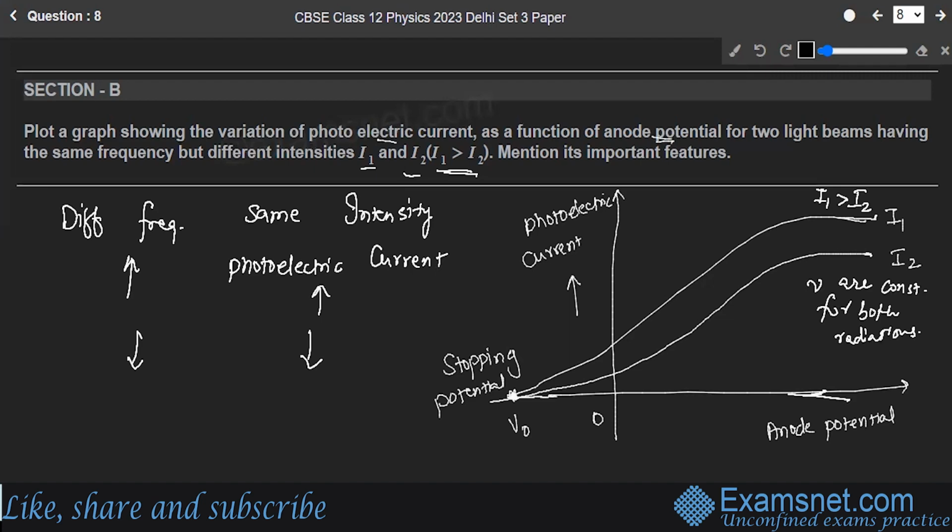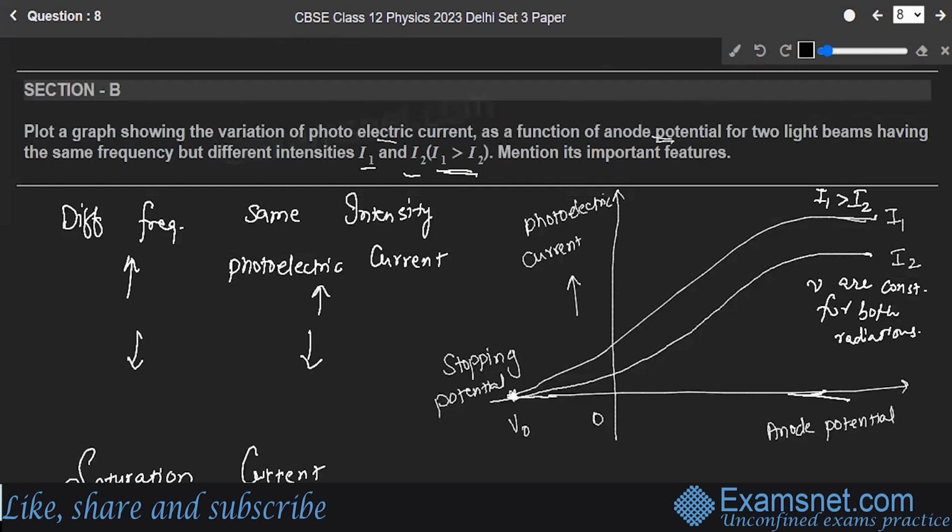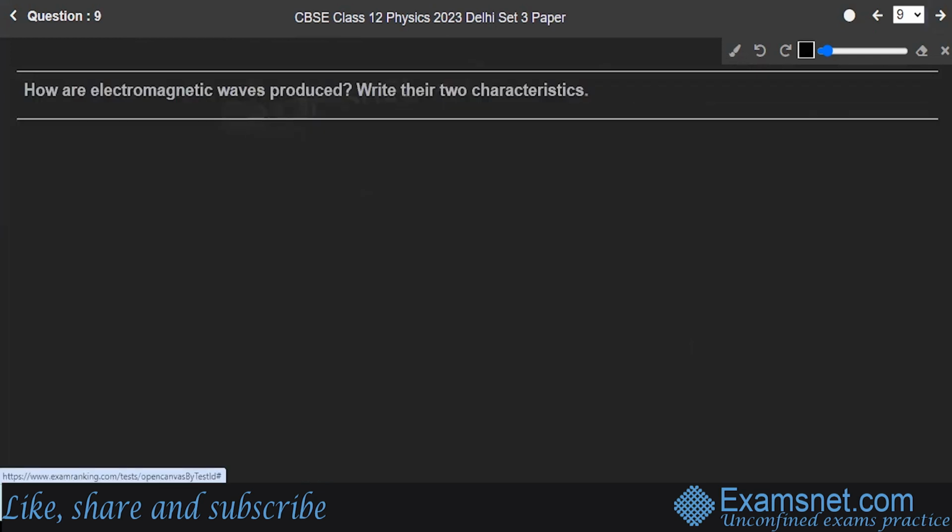This is known as the saturation current. Hence, the saturation current is independent of the frequency of the radiation. Now, this was one of the important features. Hope you are clear with this. Now, let's move to the next question, number 9.